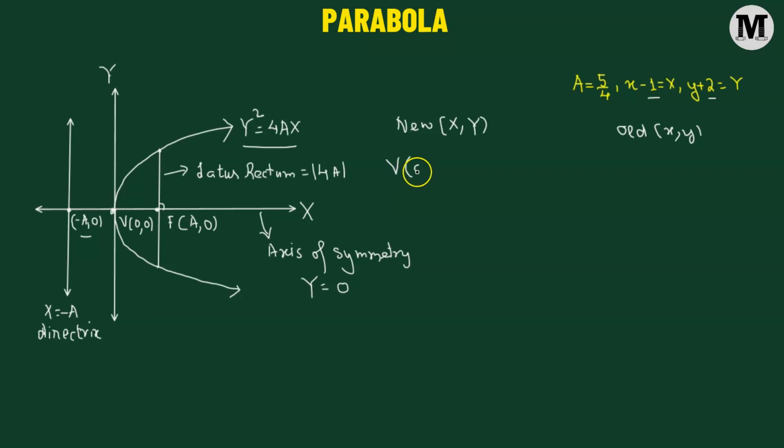Okay, so let's start with the vertex V. Here the vertex of the parabola is at the origin. This simply tells us that the x value is 0 and the y value is 0. In order to get back to the old coordinate system, we're going to replace this x value with x minus 1, such that x minus 1 will be 0, and in place of this y, we're going to replace with y plus 2. The y plus 2 equals 0, so solving for x and y, we get x equals 1 and y equals negative 2. This means that the coordinates of the vertex of the parabola will be at 1 comma negative 2.